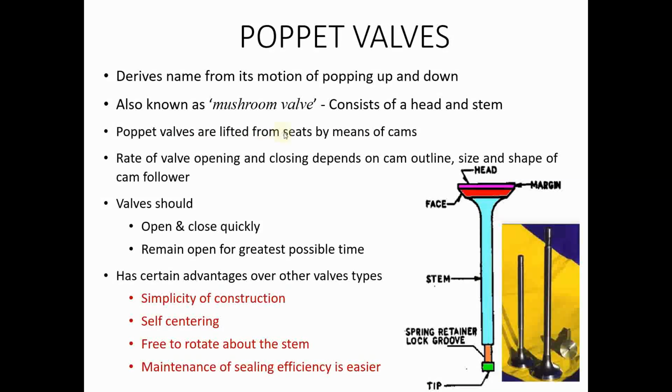they rest in metallic seats in the engine cylinder. So in the engine cylinders there will be holes that are drilled, and in these holes we press fit some metallic seats, and on these metallic seats the valves rest. So the seats are used to make an airtight arrangement.